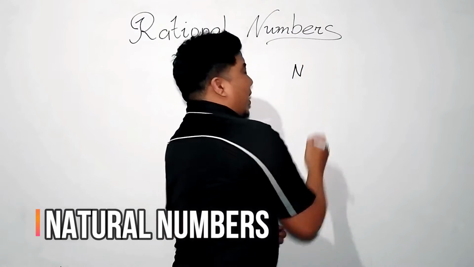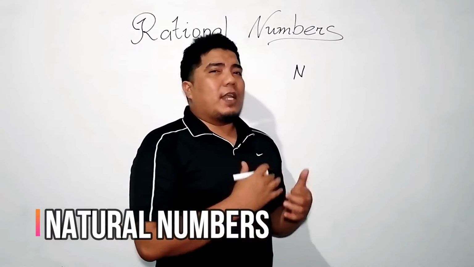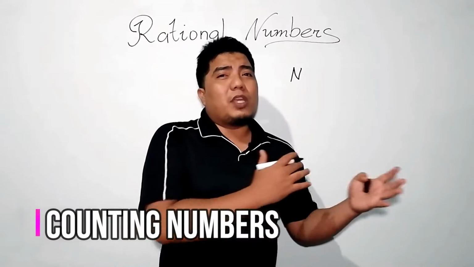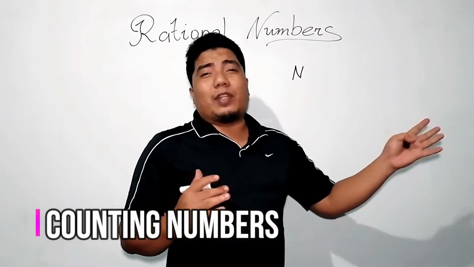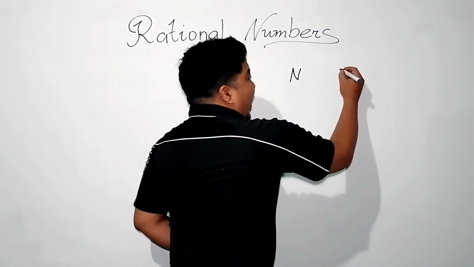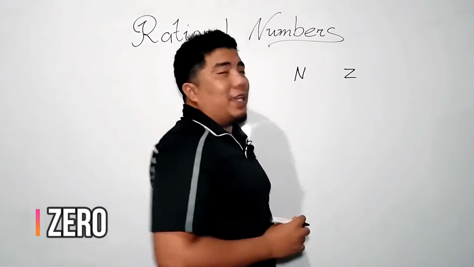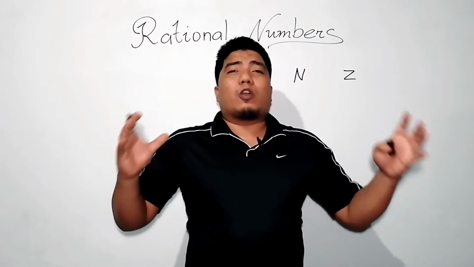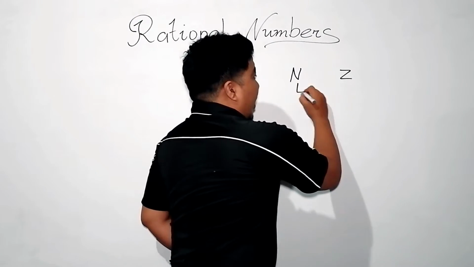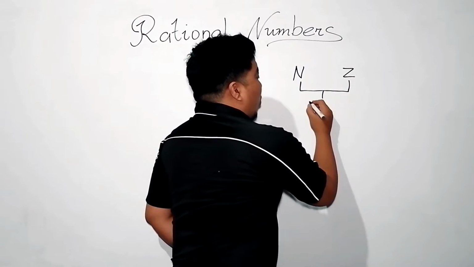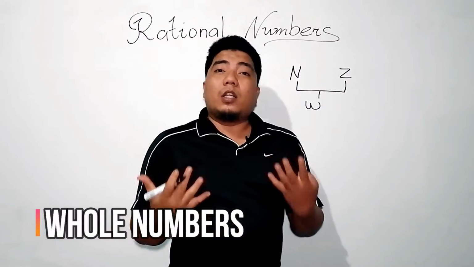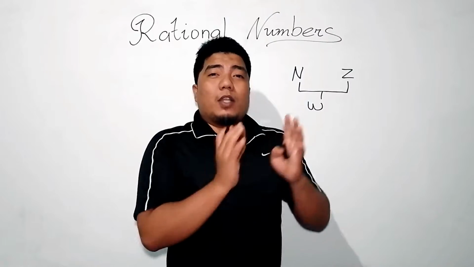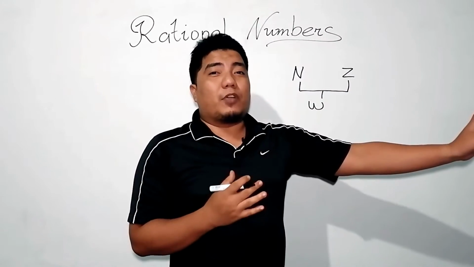the natural numbers. These natural numbers are also known as counting numbers. We have 1, 2, 3, 4, 5, 6, and so on and so forth. And the counterpart of that is 0. So, when the natural numbers and the 0 are combined together, they become what we call the whole numbers. The whole numbers are 0, 1, 2, 3, 4, and so on and so forth.